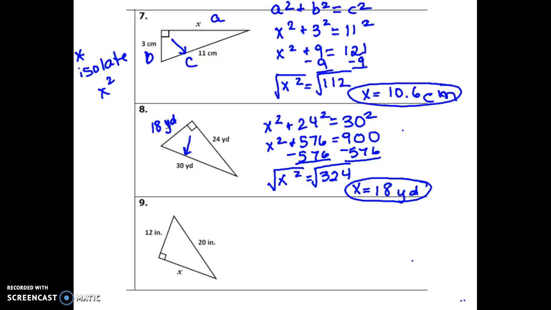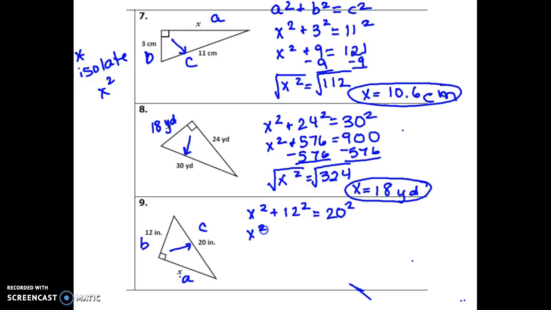Number 9, again, I identify my right angle mark here, so we know we're looking for one of the legs, so we can either call this A or B. This is B, but we do know our hypotenuse is across, so that's our c squared. So we can take x squared plus 12 squared, and that's going to be equal to 20 squared.